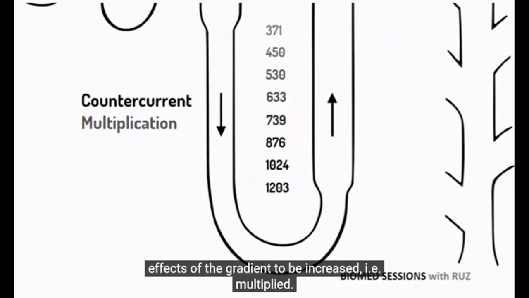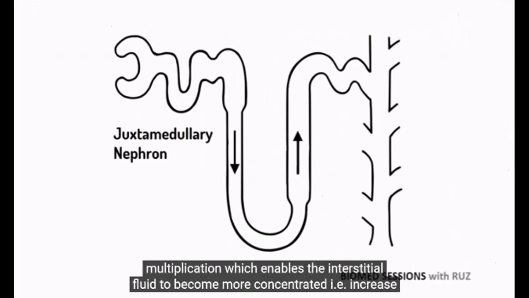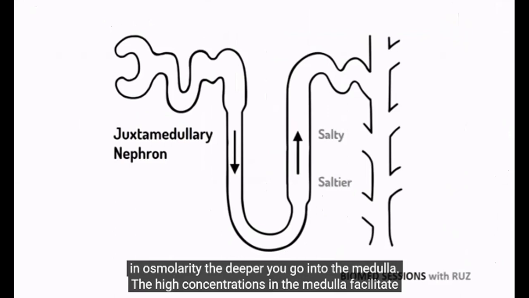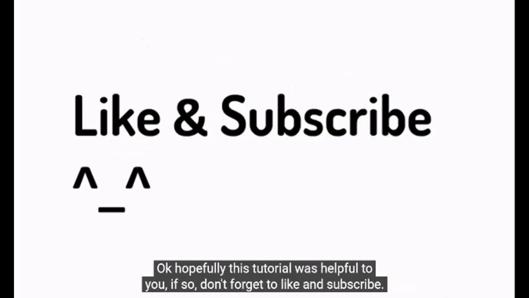So in summary, the loops of Henle of juxtamedullary nephrons are involved in the process of countercurrent multiplication, which enables the interstitial fluid to become more concentrated, i.e. increase in osmolarity the deeper you go into the medulla. The high concentrations in the medulla facilitate the passive movement of water out of the collecting duct and result in more concentrated urine. Okay, hopefully this tutorial was helpful.